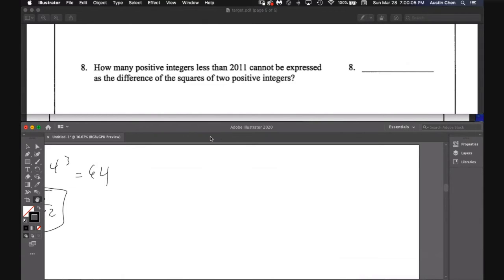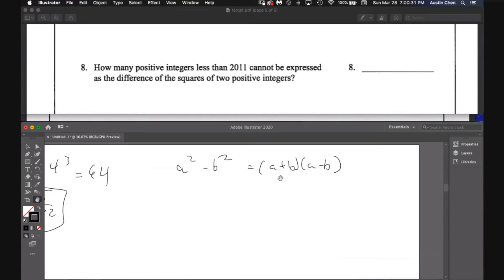So first, we're going to model the difference of squares of 2 positive integers. Let's just say the 2 positive integers are a and b. So we're looking at a squared minus b squared. We are going to model this as a plus b times a minus b, right? This is just the factoring of the difference of squares.